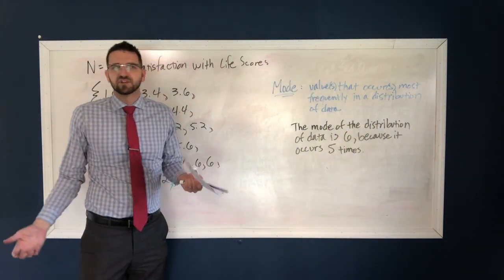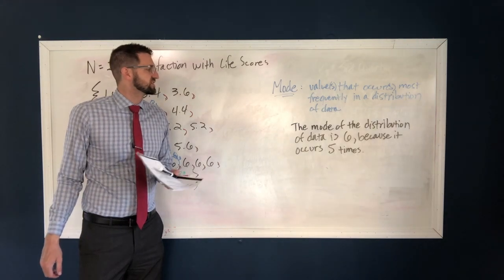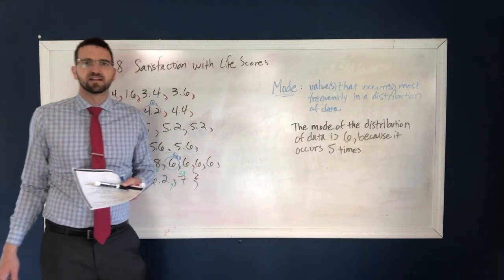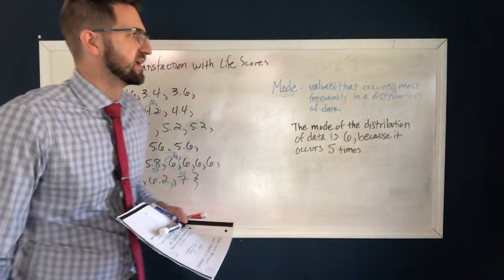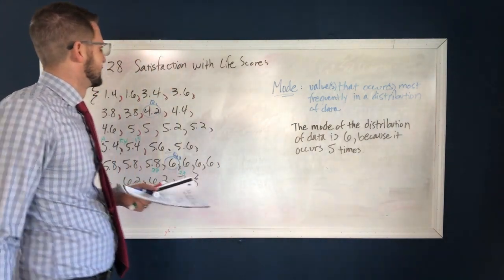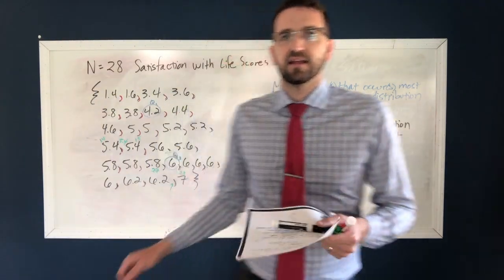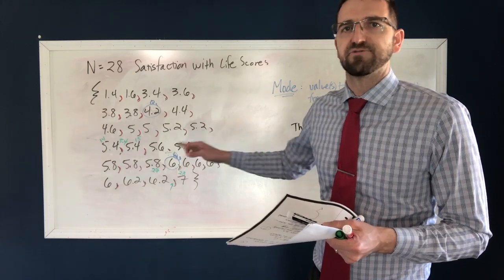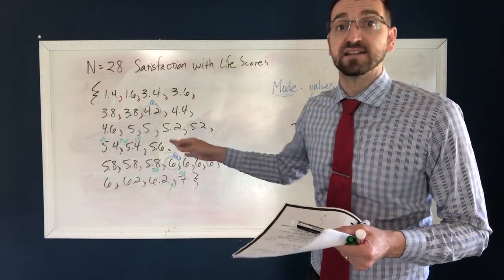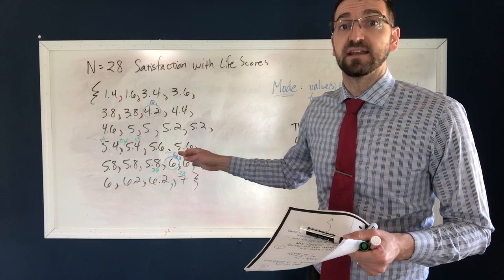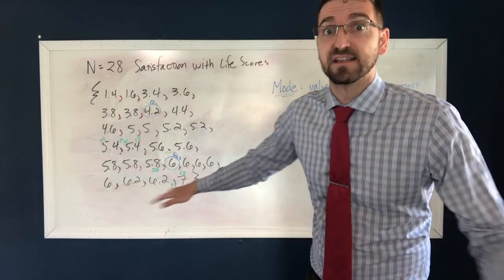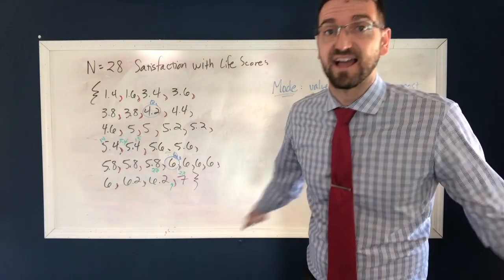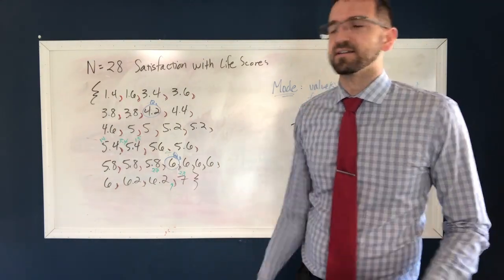So here's an interpretation. The mode of the distribution of data is 6 because it occurs 5 times. Okay? If there were no duplicate numbers, that would mean every value occurs once. That would mean the mode is every single value. Right? Because every single value is tied at one occurrence.